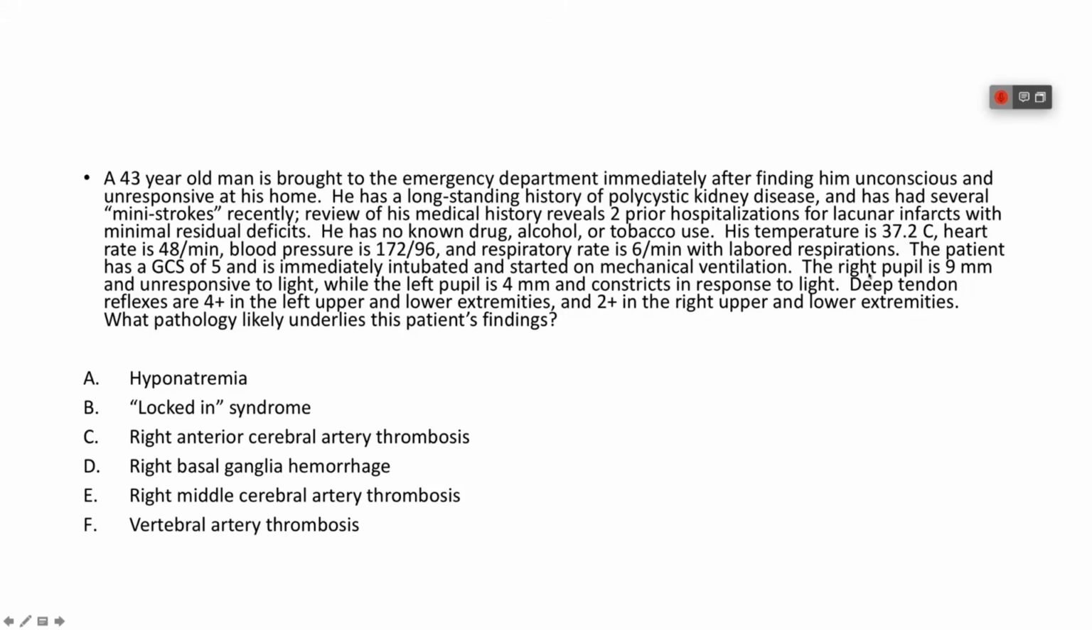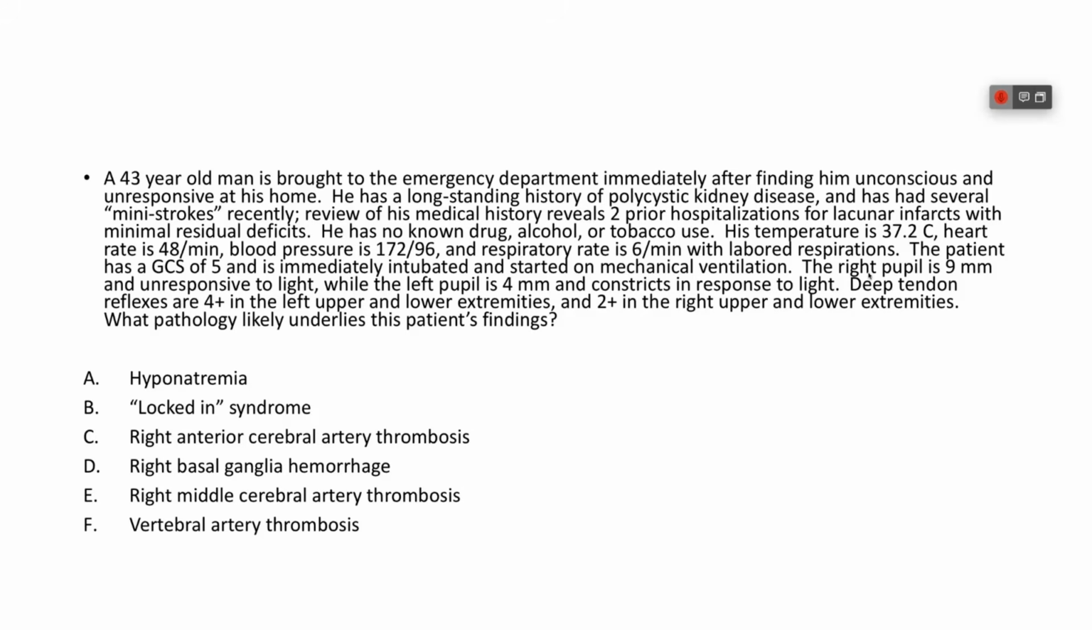Sharon, so he has no known drug, alcohol, or tobacco use. So why are they telling us this? So that's probably indicating that, when we go back to the first sentence, it's ruling out that his unconsciousness is because of drugs, alcohol, or tobacco. Yeah, perfect. It's unlikely to be intoxication, right? Yeah, exactly.